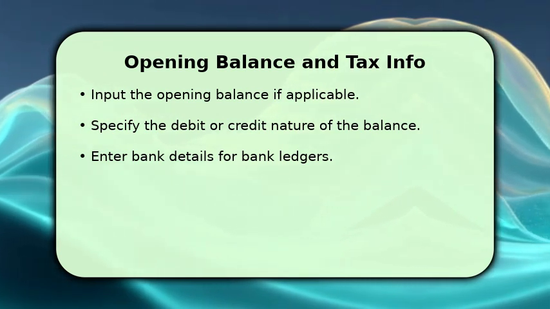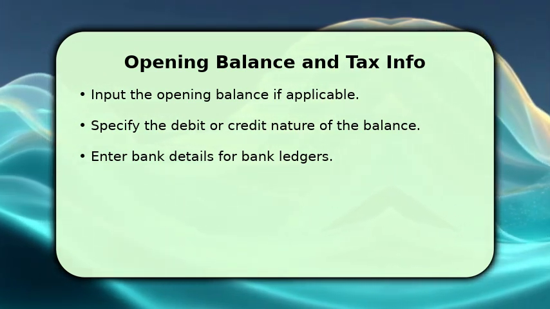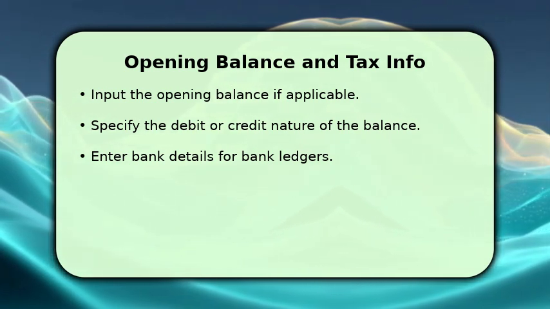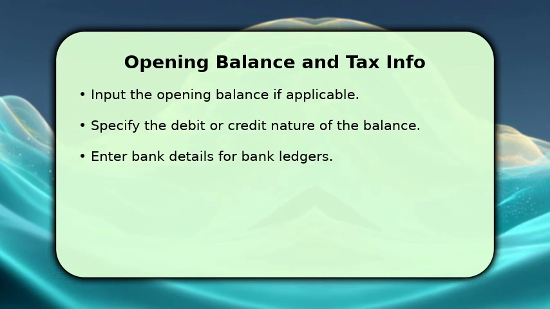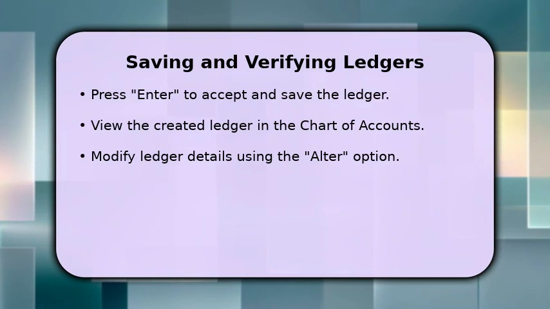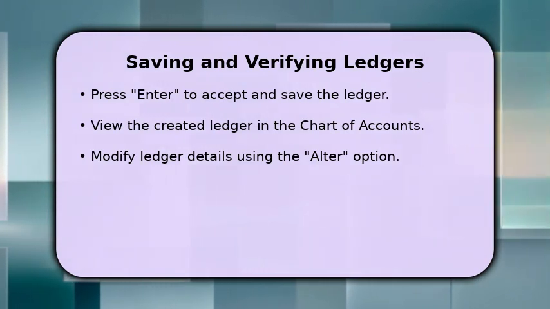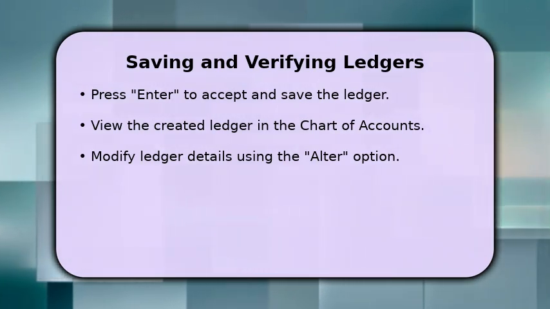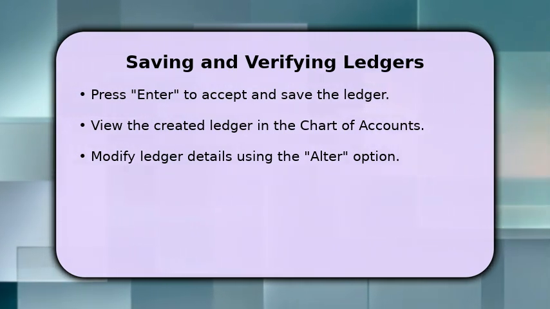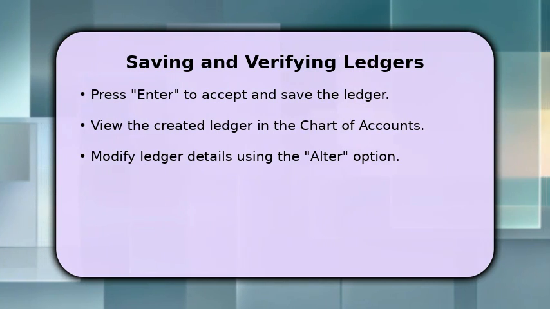For ledgers subject to taxation like a customer or supplier, enter their Goods and Services Tax Identification Number, or GSTIN, and other relevant tax information. Once all the necessary details are entered, simply press the Enter key repeatedly until you reach the Accept, Yes or No prompt, then press Y to save your new ledger.